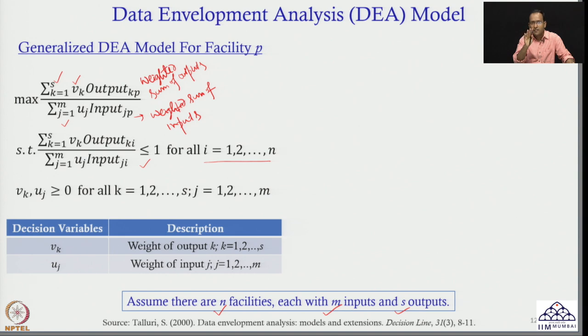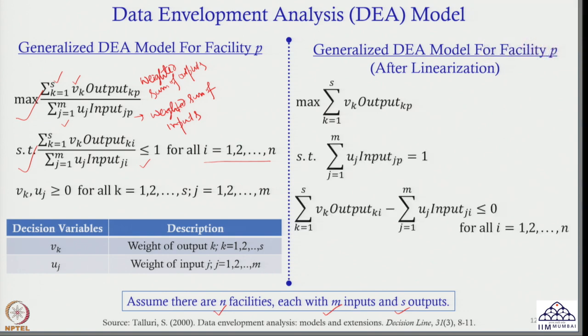Now, if I have to convert this into a linear form, I can do it in a similar way as you have done for the example. This term is nonlinear, and this term is also nonlinear. So first, I am converting the constraints into linear form. If I put this term, the weighted sum of inputs, on the right-hand side, that will be a linear term. So that is what I have written: summation over k equal to 1 to s of Vk into output ki, minus summation over j equal to 1 to m of Uj into input ji, less than or equal to 0 for all i equal to 1 to n. So this term has been converted into this term, and now it is linear.